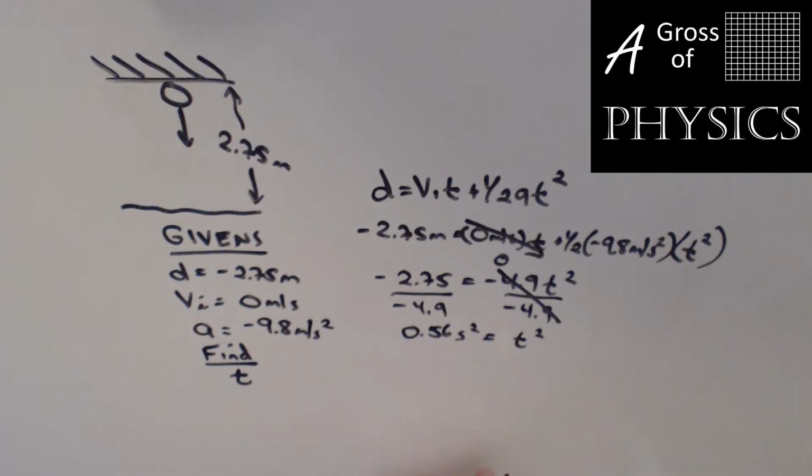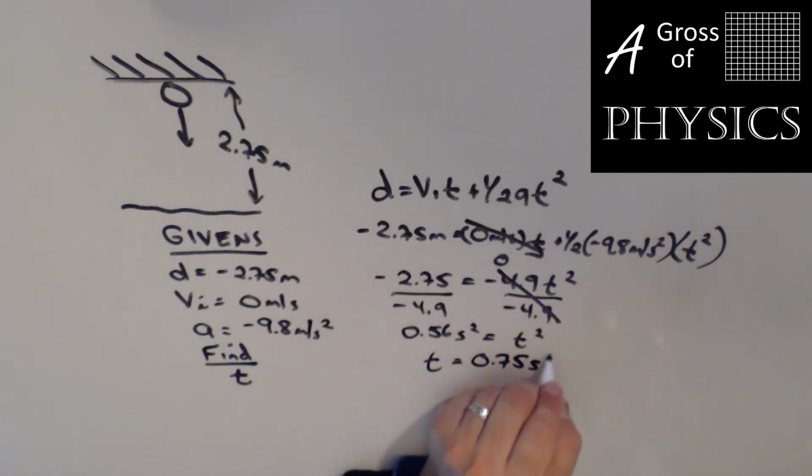Now, what's important to realize is that this is not our final answer because we need to take the square root of that number. So I'm going to do square root of the answer, second answer, and I'm going to get t to be 0.75 seconds.